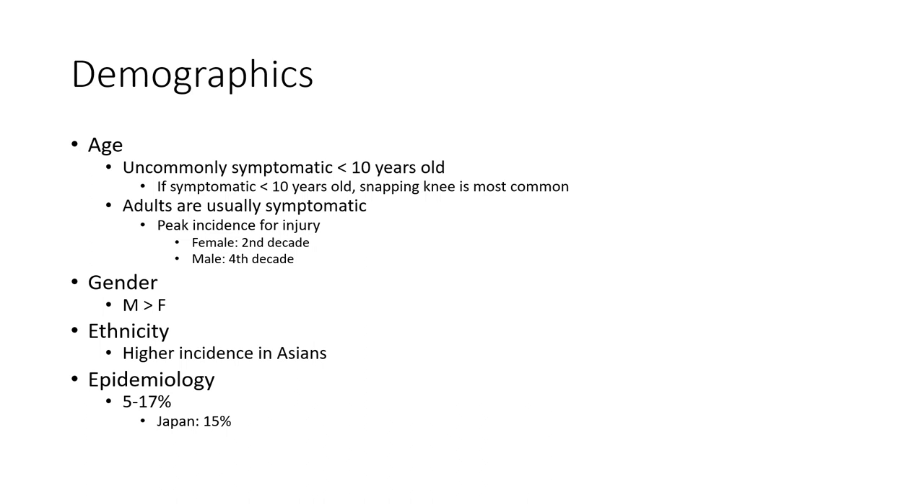Demographics, age: uncommon to be symptomatic less than 10 years old. If symptomatic less than 10 years old, snapping knee is most common. Adults are usually symptomatic. Peak incidence of injury: male 6 to 8, male 40, and female 6 to 8. Predominant in males. Ethnicity: higher incidence in Asians. Epidemiology: 5 to 10%, Japan 15%.